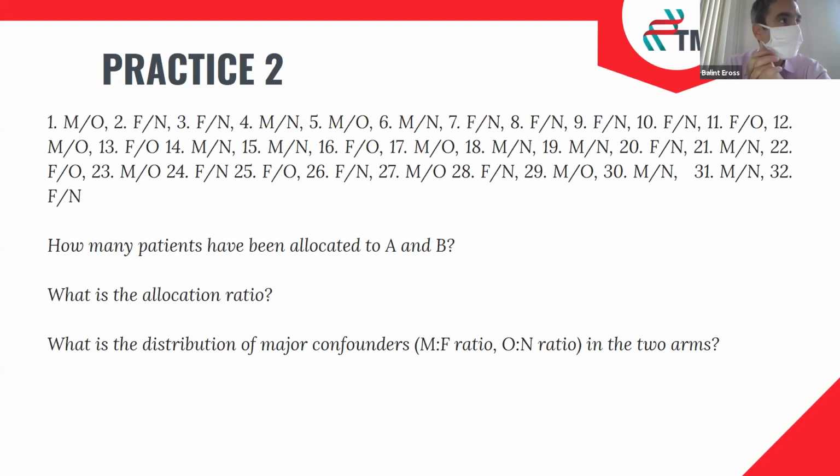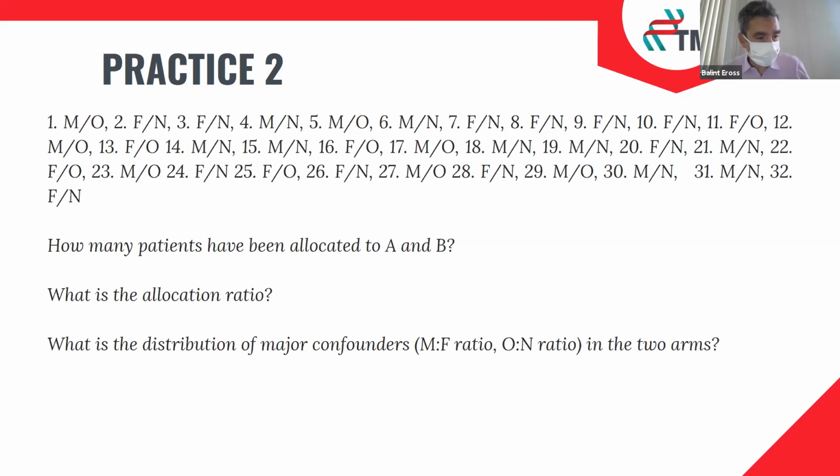Okay, what happened to Fanny and her lot? Fanny and team? Yeah, I'm here. In Group A, we have 17 patients. In Group B, we have 15 patients. And in Group A, we have 7 males and 10 females, and 6 obese and 11 non-obese patients. And in Group B, we have 9 males and 6 females, and 6 obese and 9 non-obese patients.